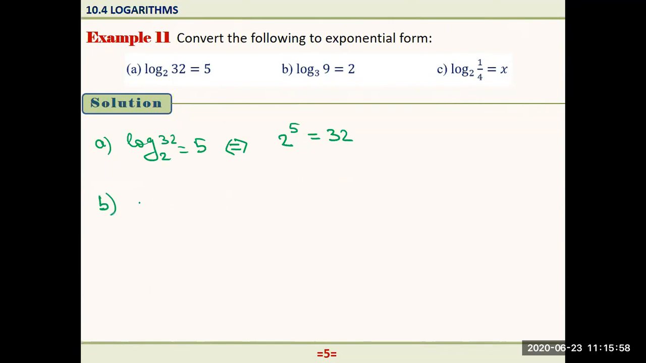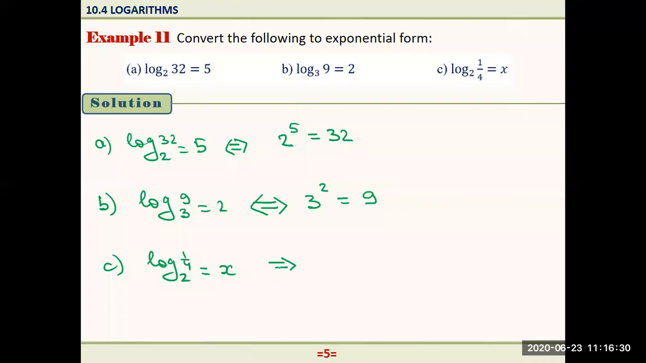How about b? Here we have logarithm of 9 to the base 3 is equal to 2, right? So these two things are equivalent. That is the same thing as 3 squared, because this is an exponent, right? It's a base. 3 squared is equal to 9. And how about c? Logarithm of 1 over 4 to the base 2 equals x, right? So they are equivalent. Base 2, exponent x: 2 to the power x is equal to 1 over 4.